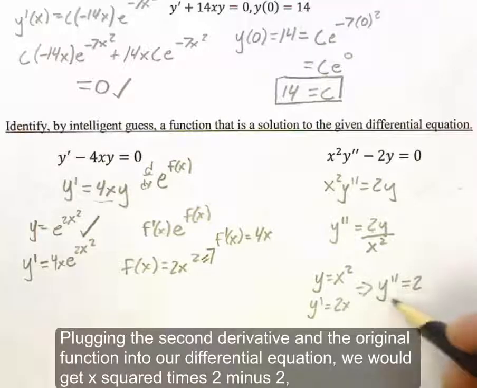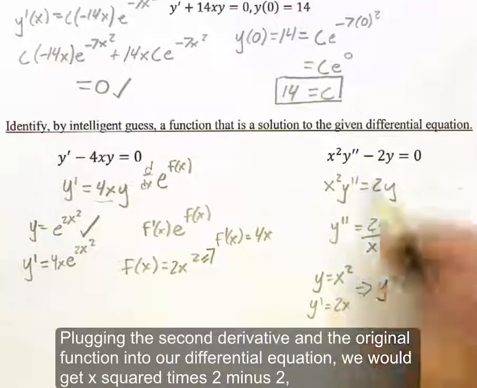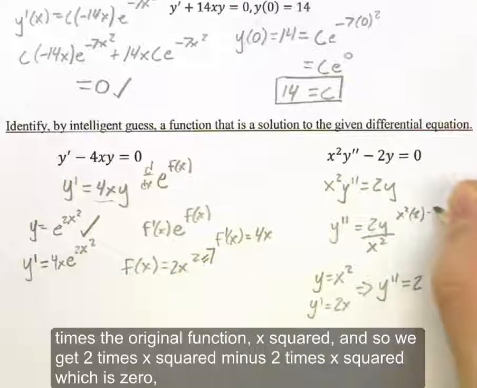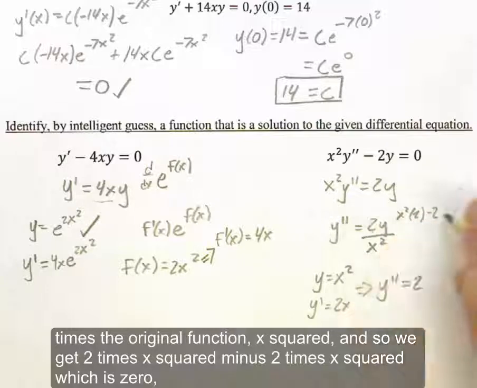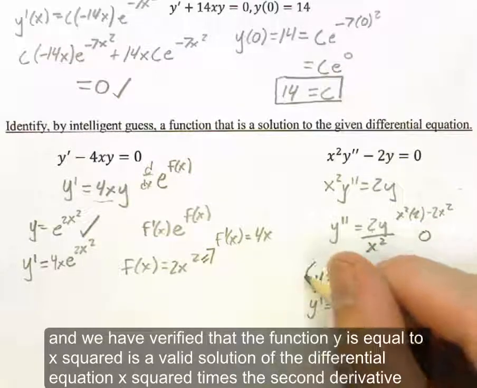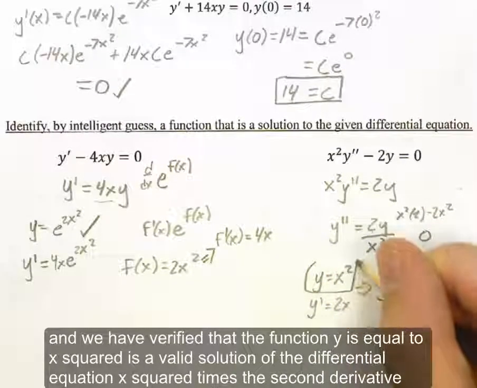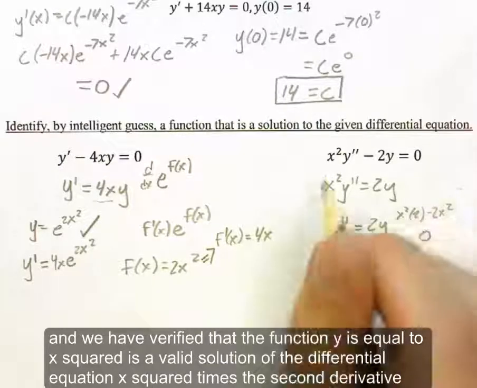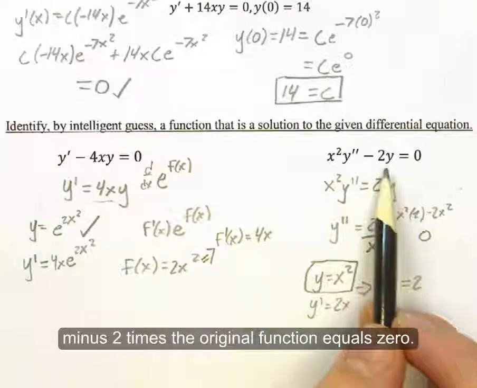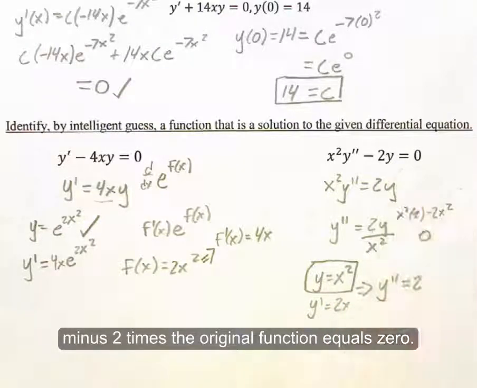Plugging the second derivative and the original function into our differential equation, we would get x squared times 2 minus 2 times the original function x squared. And so we get 2 times x squared minus 2 times x squared, which is 0. And we have verified that the function y is equal to x squared is a valid solution of the differential equation x squared times the second derivative minus 2 times the original function equals 0.